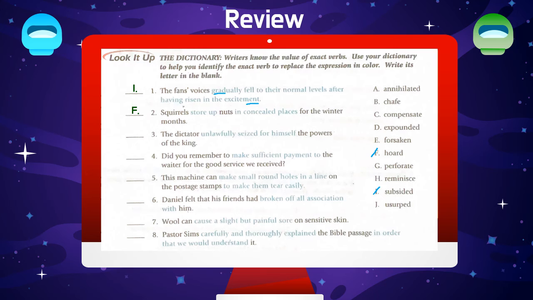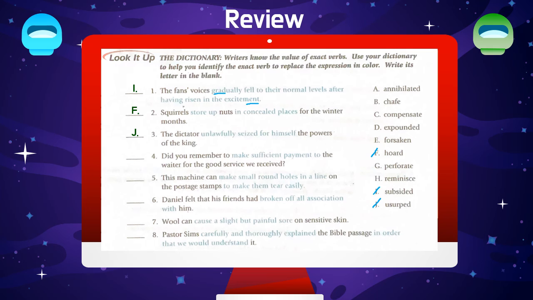Number 3, the dictator unlawfully seized for himself the powers of the king. So we're looking for the word that means unlawfully seized for himself. Annihilated, chafe, compensate, expounded, forsaken, perforate, reminisce, or usurped. Find what you think it is, look it up. If it's not right, try another one. Okay, if you have not paused your video and you're still looking, pause your video now. I'm going to give you the answer. Unlawfully seized for himself is usurped. When a leader comes into power when they shouldn't be, they take it away from somebody else.